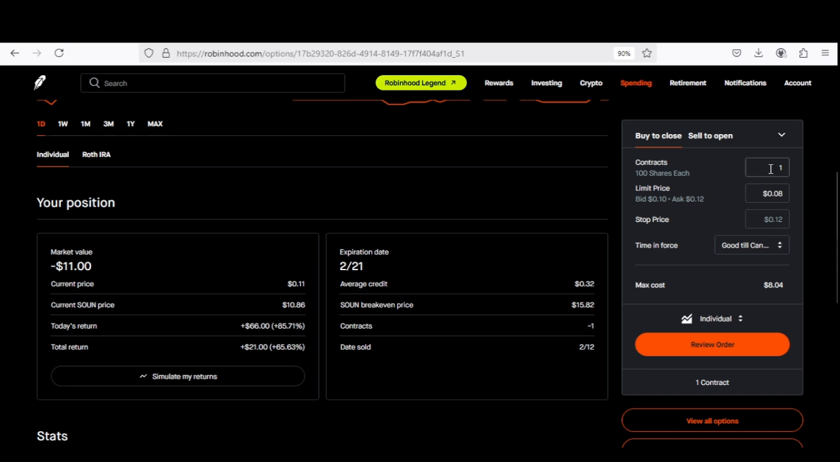We're going to enter one contract. We're going to put the limit price we have, and this here just shows you what the current rate is if you were to close this immediately. But we're going to use the 0.08 because we determined that's when we want to get out. Now you have the stop price right here, and ideally these two prices, which are your limit price and your stop price, should be the same.